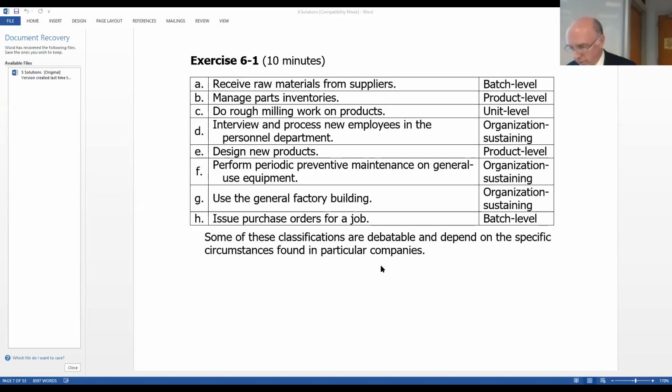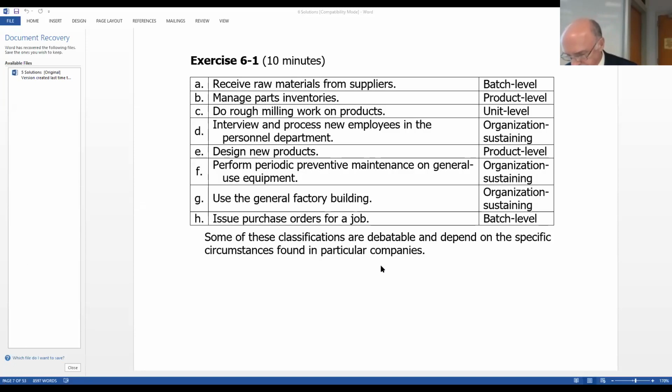It's a corporate headquarters or something that you don't want to allocate. Part E, I might also mention organization sustaining activities. Those are the costs that you don't want to allocate. That's another name for it. Part E, design new products. That would be product level.